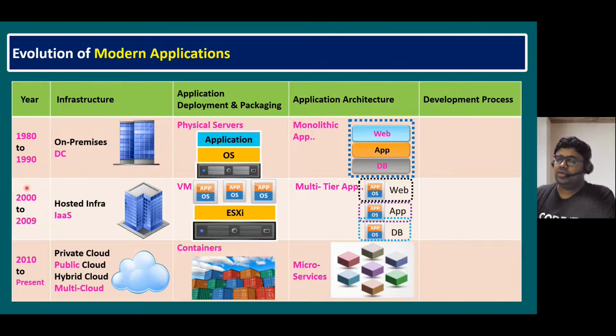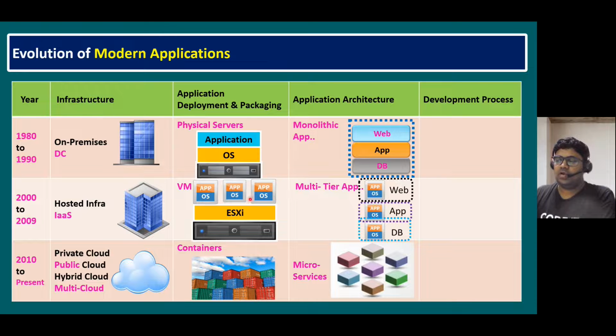But later on in 2000 until 2009, this IT infrastructure process changed, that is called hosted infra, and we can also call it IaaS. That means infrastructure as a service. Within this infrastructure as a service, we also started using a hypervisor platform, and that is called VMware ESXi, or you can use Microsoft Hyper-V and Nutanix AHV or Oracle KVM. But compared to all other virtualization vendors, VMware ESXi is the leading provider of virtualization software. That's why I took the example of ESXi.